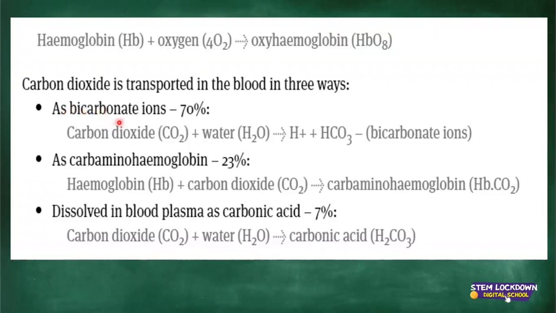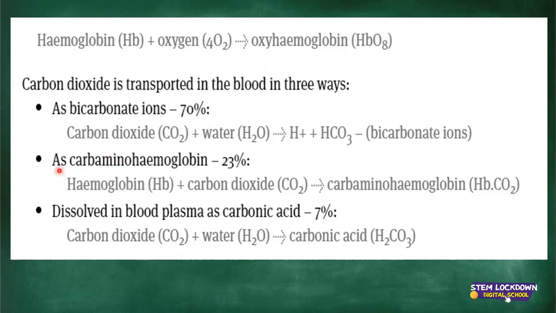It travels as bicarbonate ions, meaning 70% is through bicarbonate ions. The formula is here. It is carbon dioxide plus water. Then your products would be your hydrogen ions plus your HCO3, which are the bicarbonate ions there.